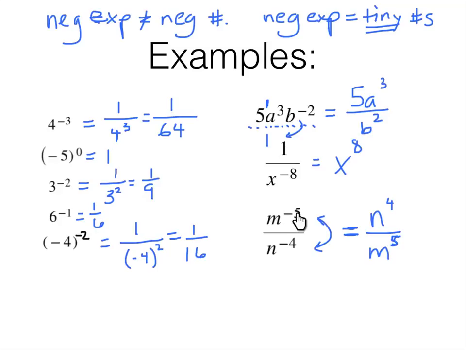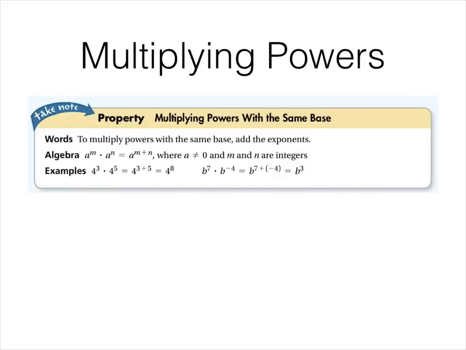Here we have n to the negative 5 over n to the negative 4, and what we can do here is just have them switch places and make their exponents positive. And that's as simple as that problem can get. So this part I know can be daunting. We will work with our negative exponents quite a bit. And I want you to remember that if you stick to the rules, it's not bad. Okay? All right, next concept.